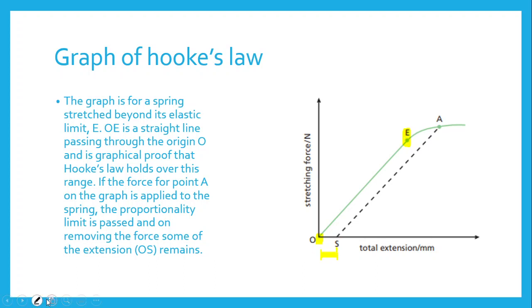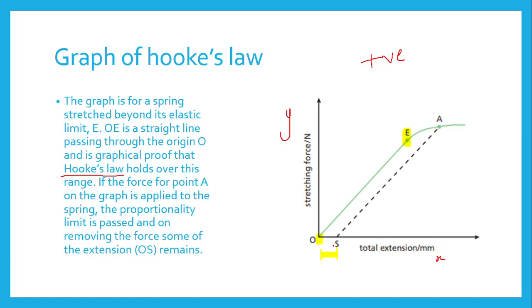Okay, now let's get into this. If you look at the graph from O to E, you can clearly see that there is a straight line, right? And when there's a straight line in a graph with a positive gradient, that means that the quantity on the y-axis and the quantity on the x-axis are directly proportional to each other. So we do know that stretching force and total extension are directly proportional to each other. And how do we know that? We know that through what is written here, Hooke's law.